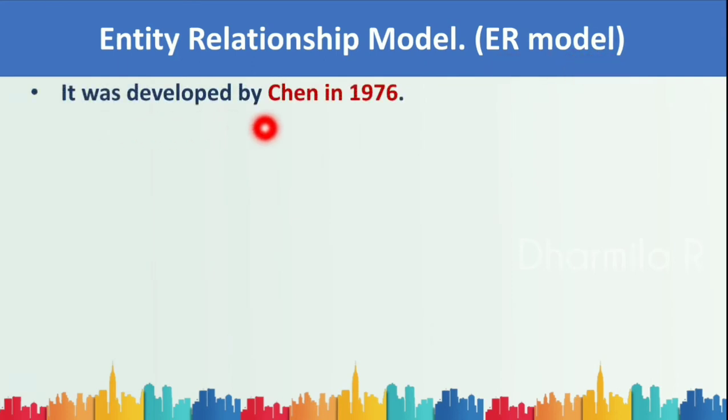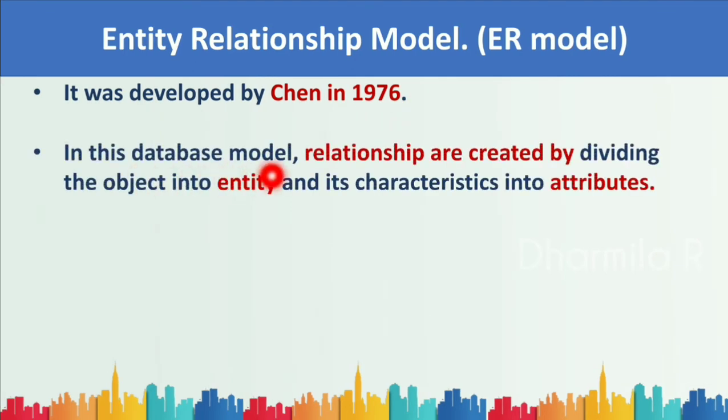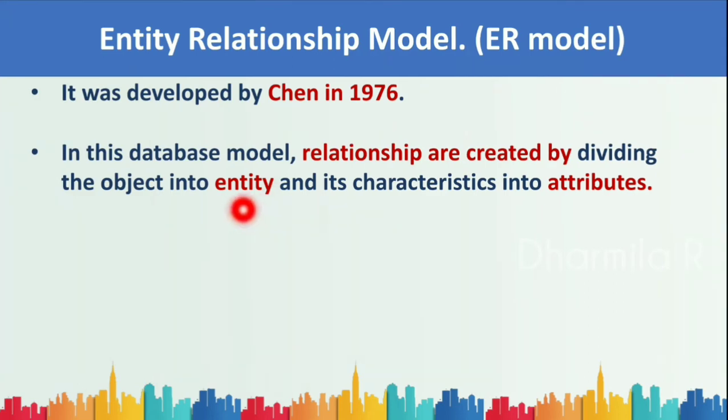It was developed by Chen in 1976. And in this database model, relationships are created by dividing the object into entity and its characteristics into attributes. So entity means it is table and attributes means the column present in the table.